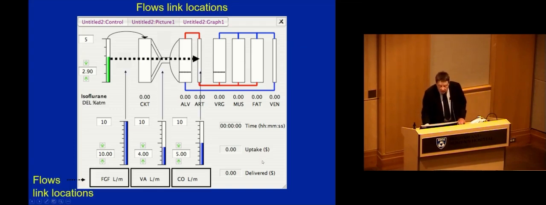We're looking down below. The fresh gas flow is the linkage between the vaporizer and the breathing circuit. The alveolar ventilation is the linkage between the breathing circuit and the patient's lungs, and the cardiac output is the linkage between the lungs and the tissues. So those are the linkages that are carrying it. They are the conductances, the opposite of resistance.